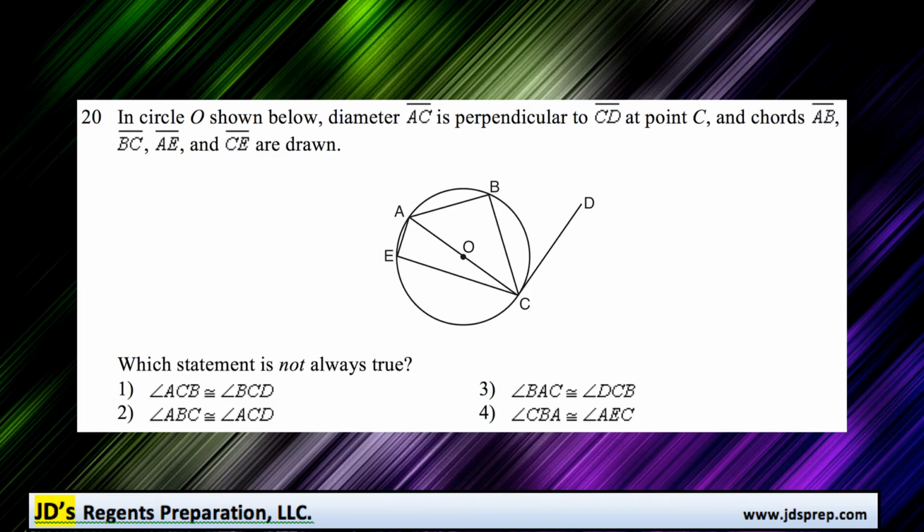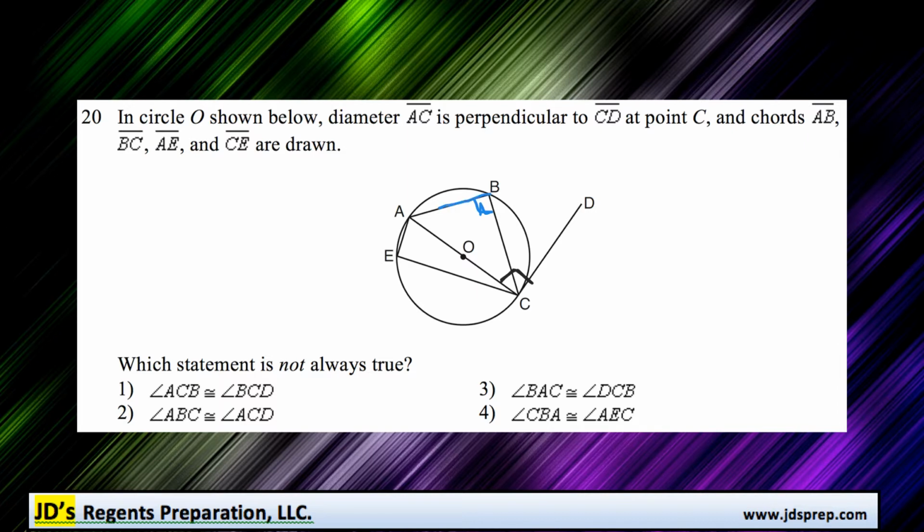This is question number 20 from the June 2015 Geometry Regents exam. So in this diagram, we are told that the diameter AC is perpendicular to CD at point C. So we know we're dealing with a right angle here. And we also know from the semicircle theorem, or the semicircle property, that the angle at B is 90 degrees.